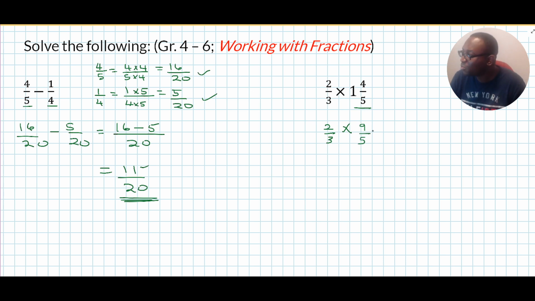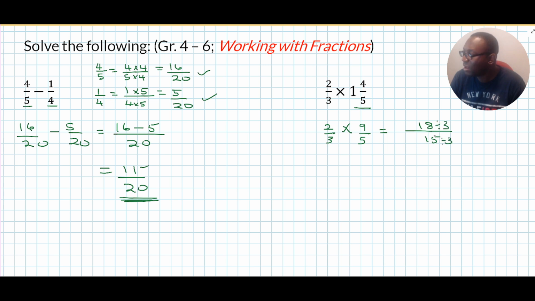Now that we get to this point, we can actually multiply across. So 2 multiplied by 9 is 18. 3 multiplied by 5 is 15. So now that you get to this point, you have to figure out if you have a common factor. We have a common factor of 3.